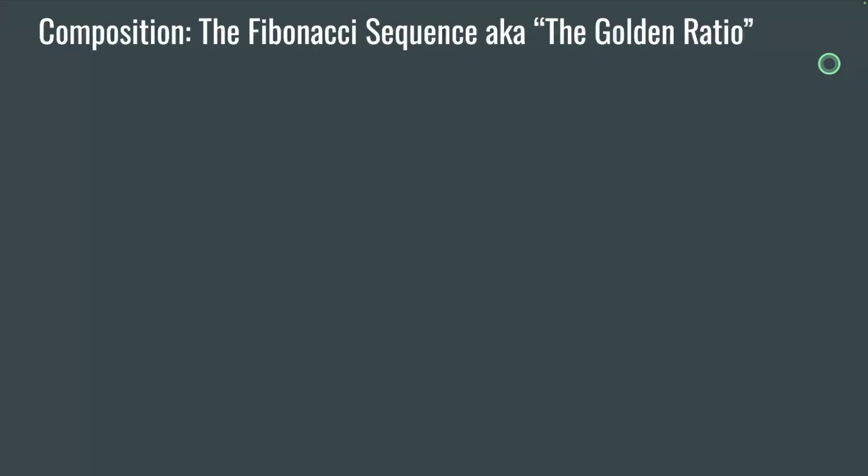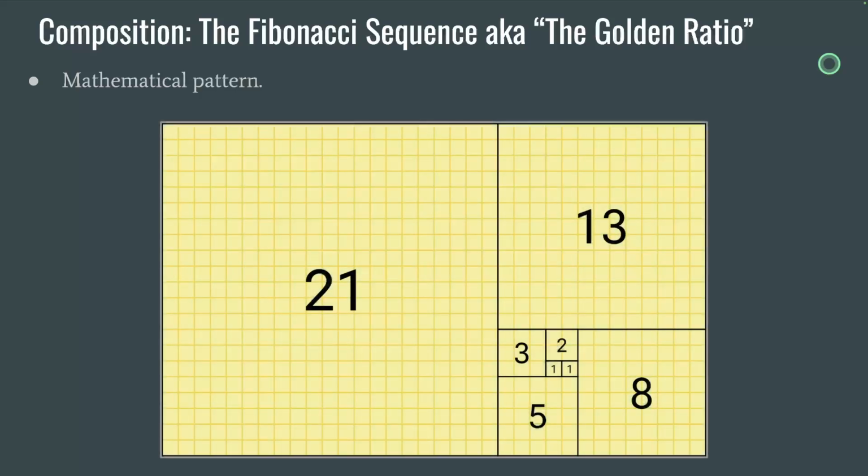Something similar to the rule of thirds is called the Fibonacci sequence, aka the golden ratio. This might be something you may have heard in the past in your math class, where it looks like this weird math pattern that goes like this. So 1 and 2, 2 and 3 is 5, 3 and 5 is 8, 8 and 5 is 13, and then 13 and 8 is 21. And it creates this pattern.